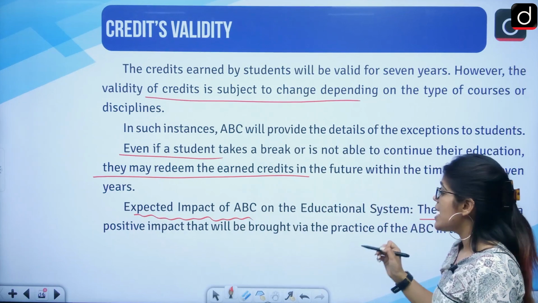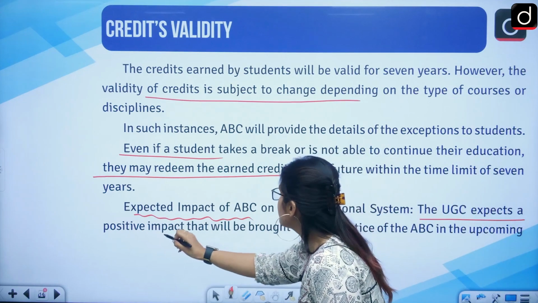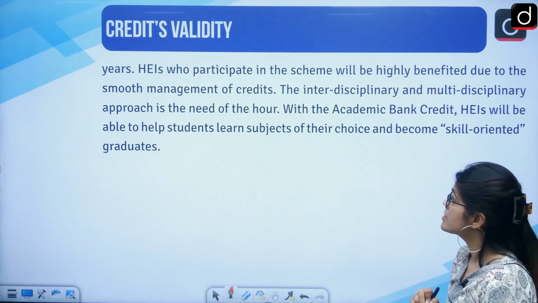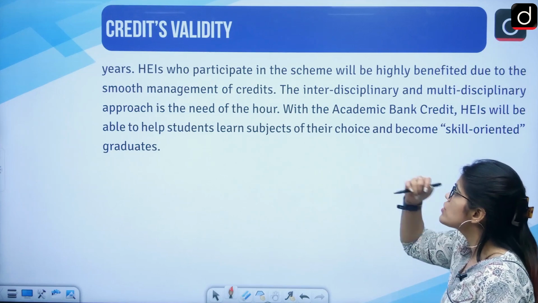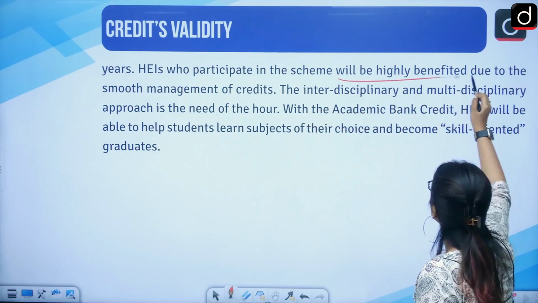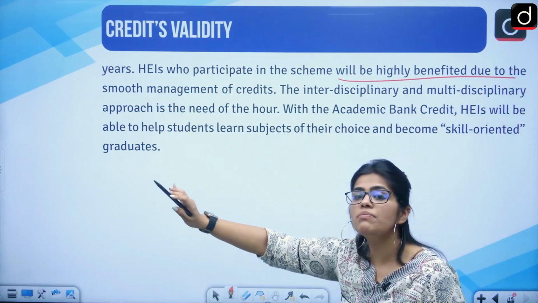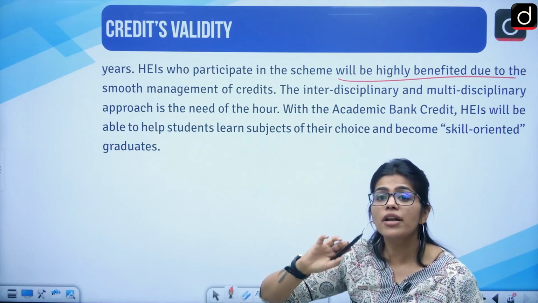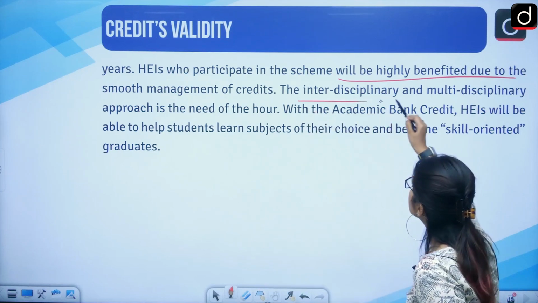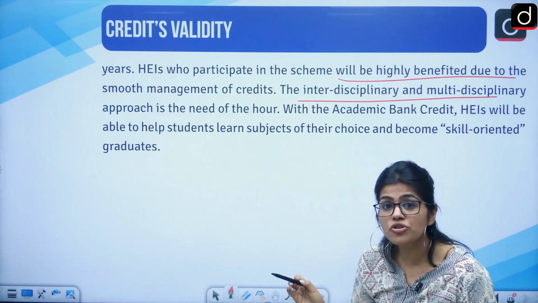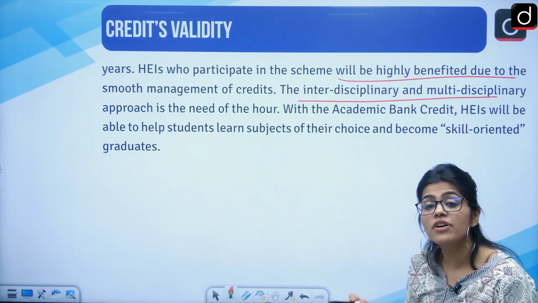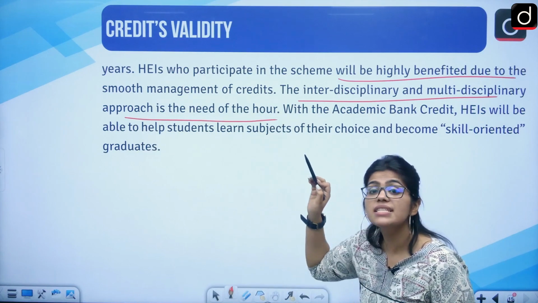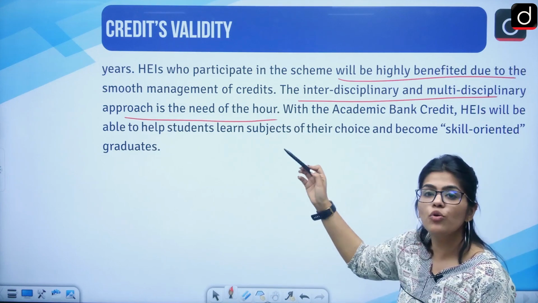So the UGC expects a very positive impact that will be brought via the practice of these ABC accounts in the upcoming years. All the higher education institutes which participate in the scheme will directly benefit from smooth management if a child is transferring from one college to another or from one university to another. An interdisciplinary and multidisciplinary approach is needed, and it is the need of the hour as well. So these ABC accounts will help the child to have a multidisciplinary approach. A more holistic growth can be there.